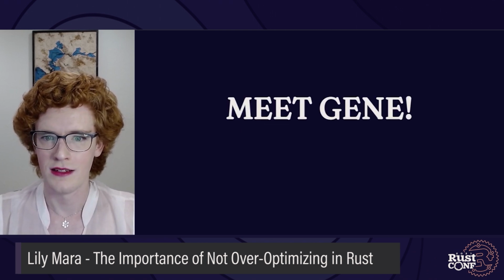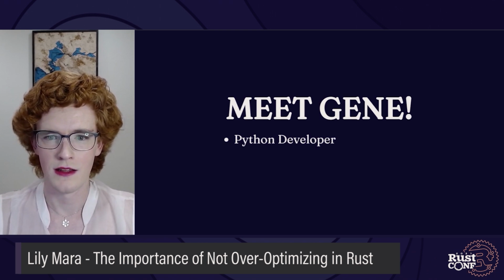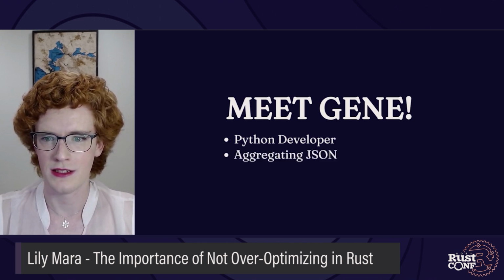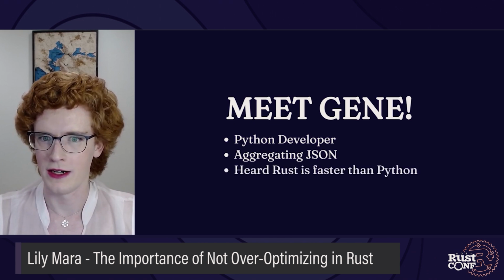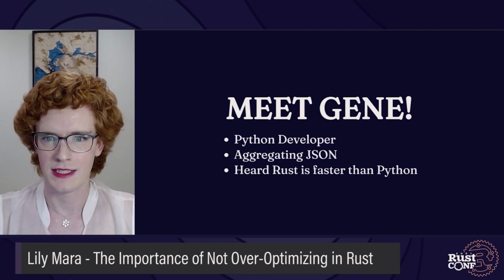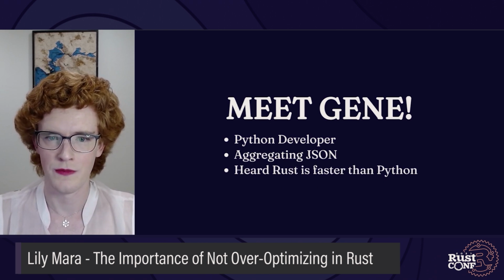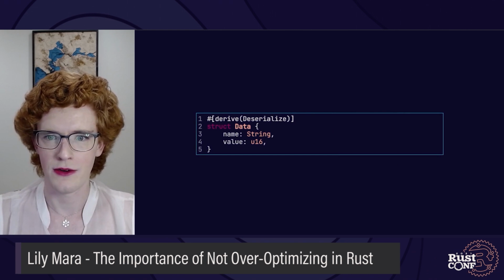Meet Gene. Gene is a Python developer who's been writing software for several years. They're working on some JSON aggregation code in Python, and they've noticed that it's a performance bottleneck for their application. They've heard that Rust is very fast, so they decide to investigate moving it into Rust. They find the Serde crate, which allows them to parse the JSON into easy-to-manage structs, and they're happy.